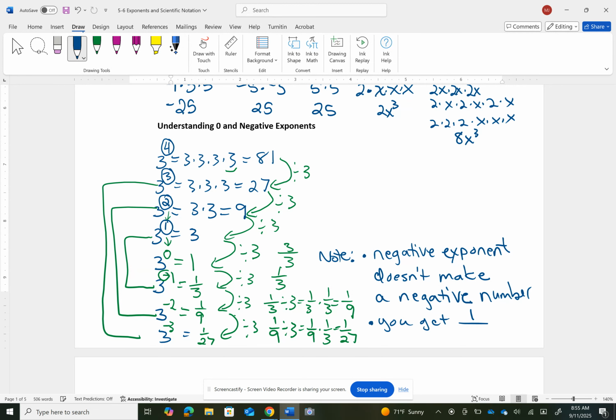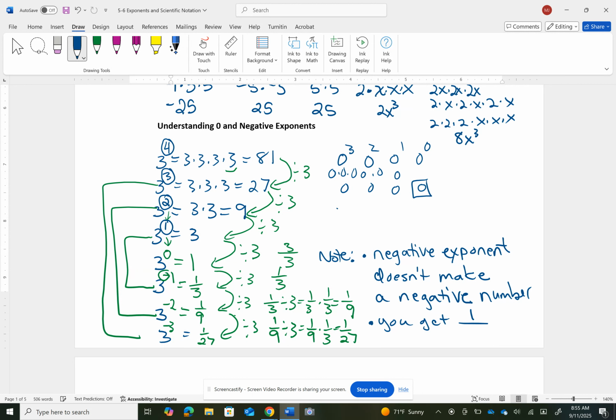0 is a little weird because if we had 0 to the third, that would be 0 times 0 times 0. We know that's 0. 0 to the second, 0 times 0, okay? Also 0. 0 to the first would be 0. So if we had 0 to the 0, wouldn't we need that in order for that pattern to be consistent? We would need that to be 0, okay?